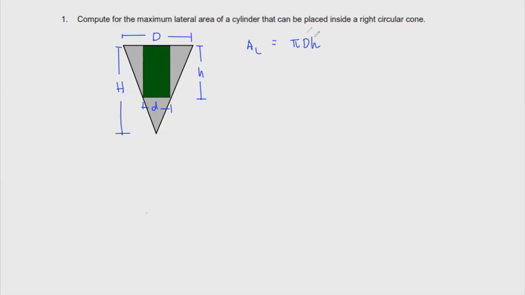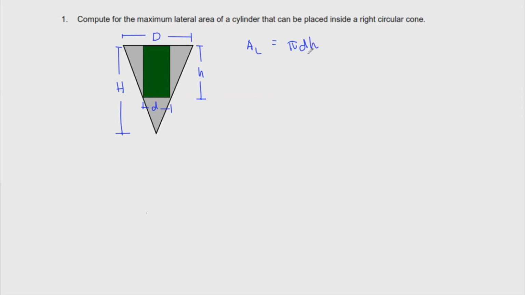So this is our lateral area, and if we need to maximize this, we need to express this d, it should be small d, as a single variable with respect to the other variable. So what I mean is, if we choose d, then we need to express this in terms of h, and if it's h, then we should express it in terms of d. So either way, that will just work the same way.